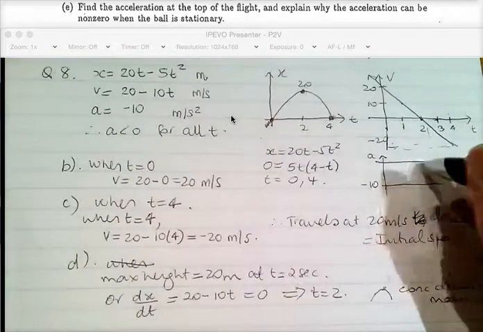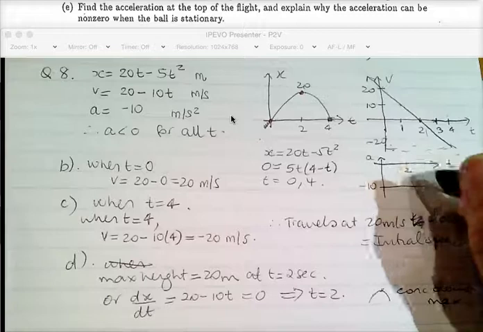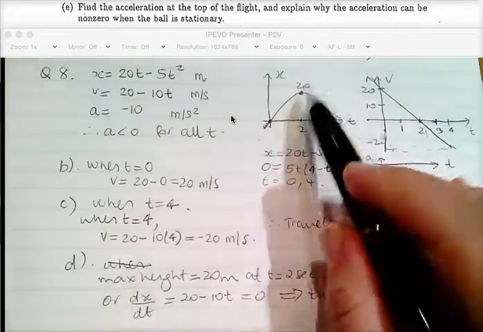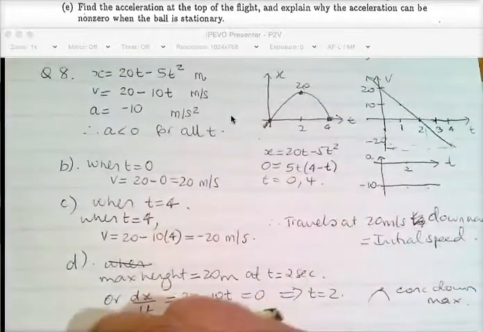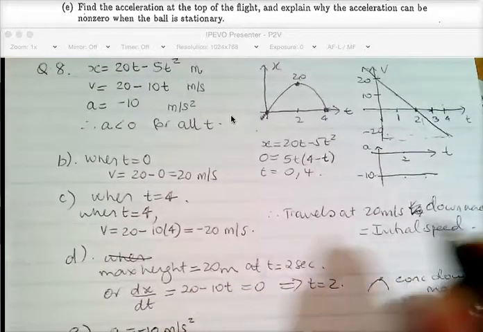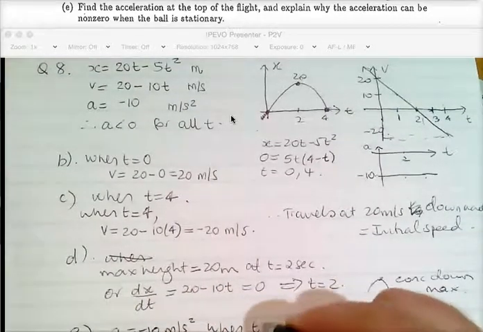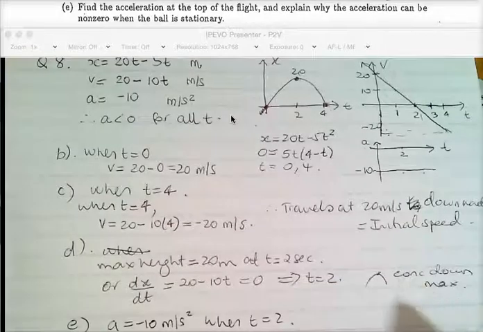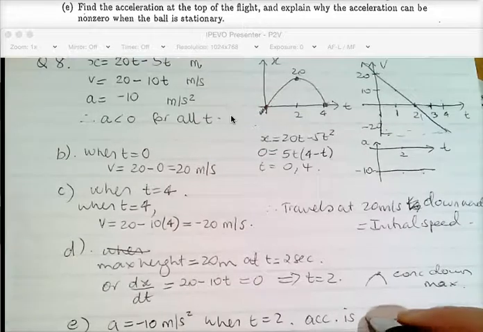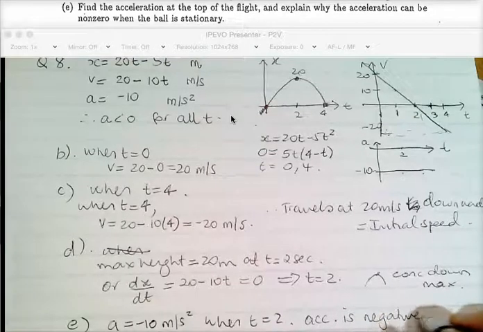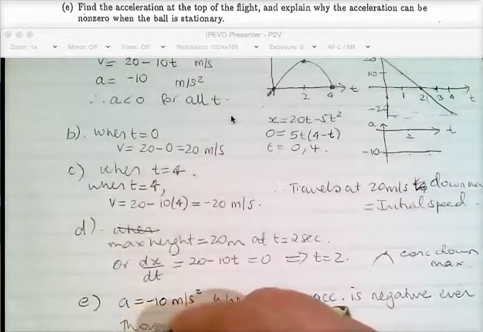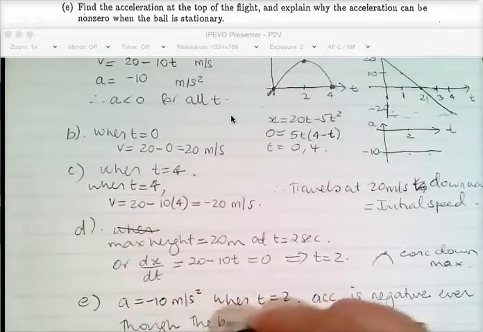Now, for example, let's say this is time is 2 here. We know the acceleration is a constant -10 meters per second squared. Acceleration at the top of the flight is still -10. So acceleration equals -10 meters per second squared when time is 2 seconds. And the acceleration is still negative, even though the ball has stopped.